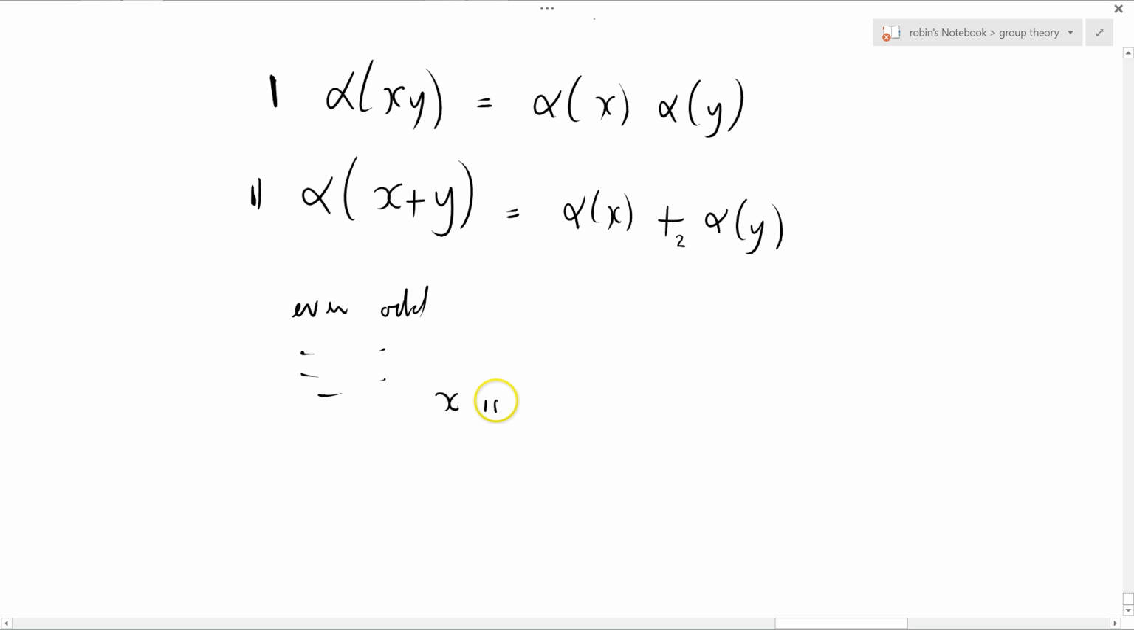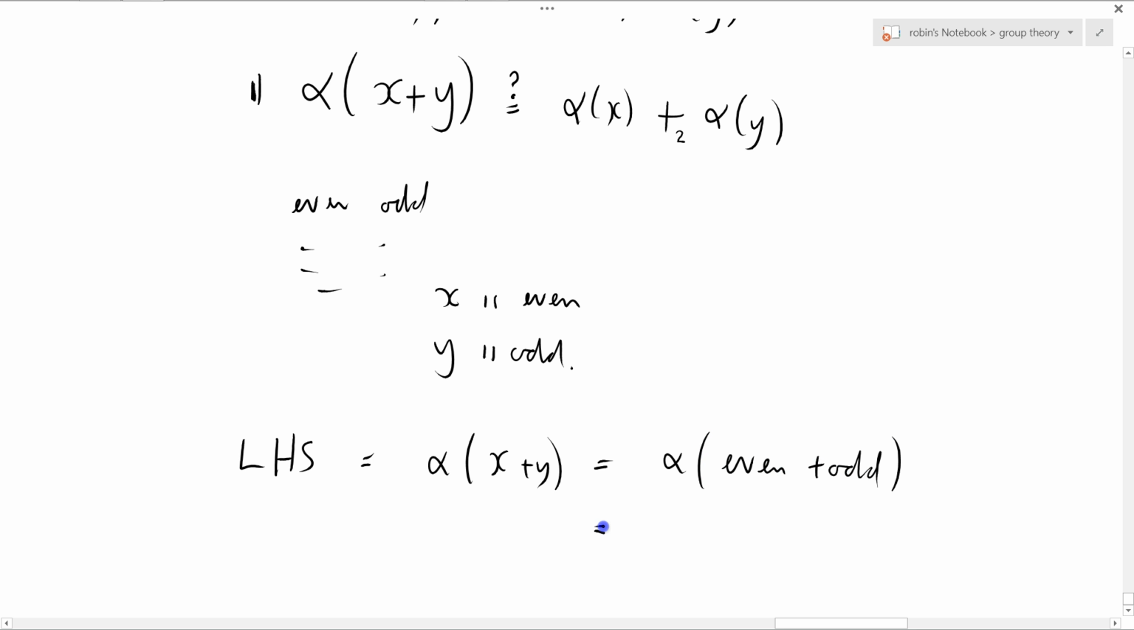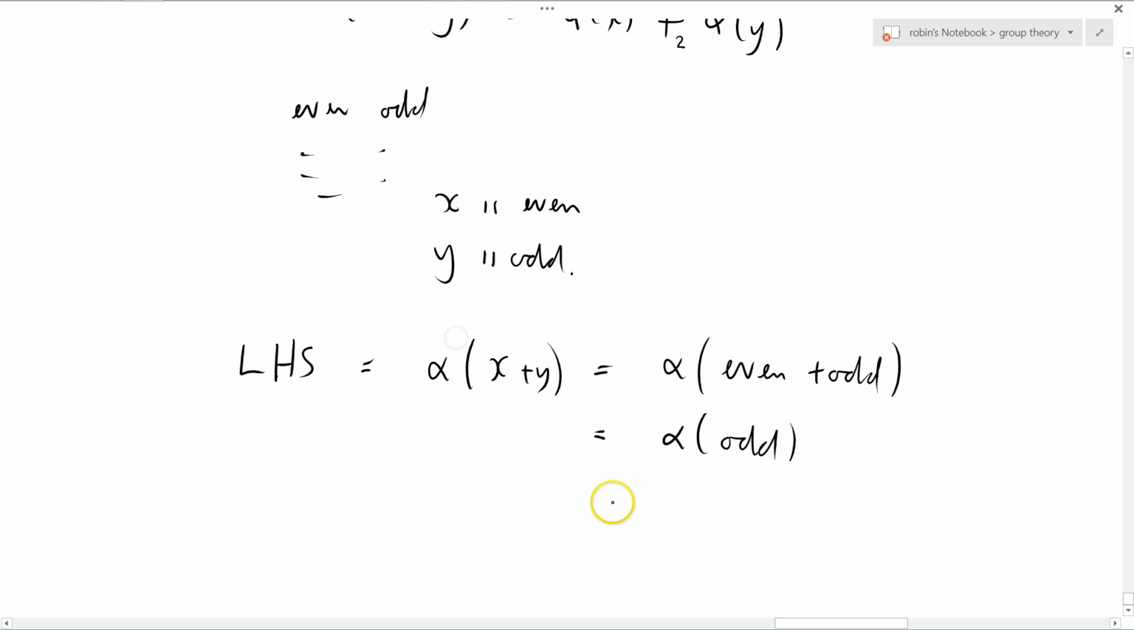I'm going to say x is even and y is odd. I'm putting a question mark there because I'm verifying it for the moment. I'm asserting this relationship here, and I'm going to check it. So let's work out what the left hand side is. That's alpha of x plus y equals alpha of, and we know that x is even and y is odd, so it's even plus odd. And I'm sure you know that that is alpha of odd, because even plus odd is odd, of course, which equals 1. That's what the left hand side is equal to.